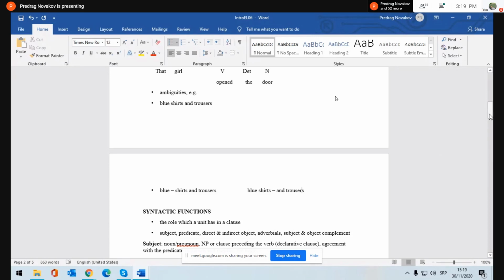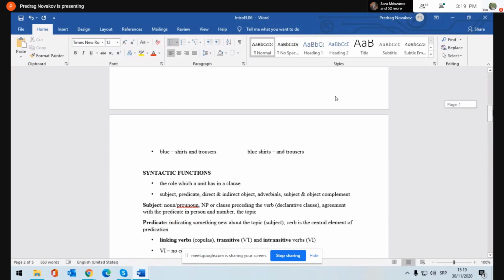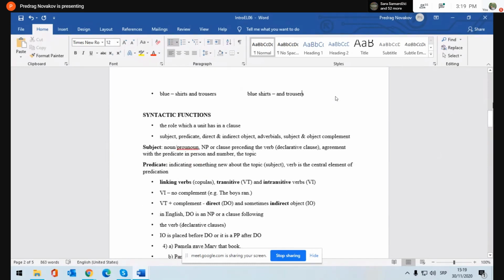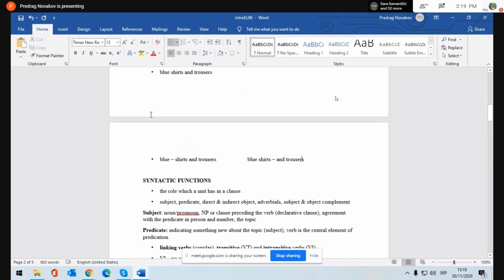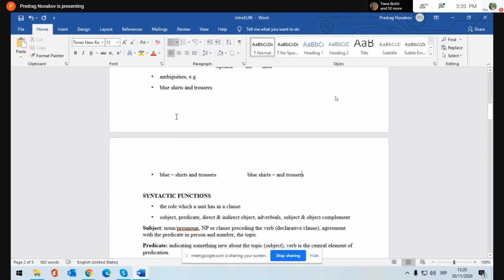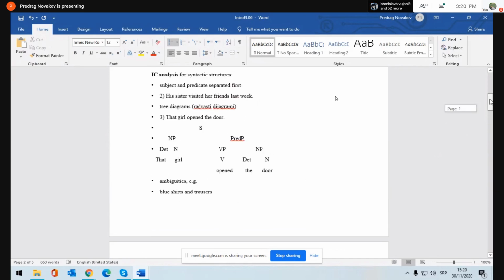By using this analysis, IC analysis, and 3 diagrams, you can show that you have 2 cases actually. Blue shirts and trousers: you separate blue first, and then leave shirts and trousers. In that case, it means that blue is related to both shirts and trousers. But if you separate blue shirts first and then leave and trousers, in this case, blue relates only to shirts, not to trousers, okay? So this is how you can disambiguate this structure. Blue separated first relates to both. Blue shirts separated first, blue relates only to shirts, not to trousers, okay? And that's all about IC analysis, okay?